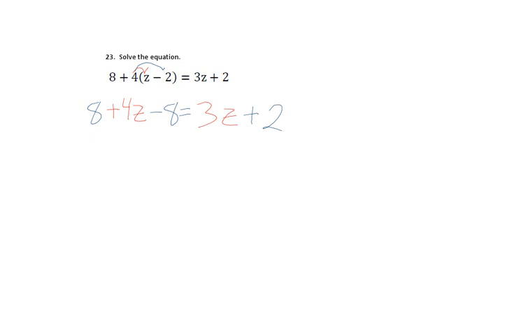Alright, next I like to combine like terms wherever I can. And notice the left side. There's an 8 and there's a minus 8. I like this because 8 minus 8 is 0. So essentially, it goes away. So what's really left is 4z equals 3z plus 2.